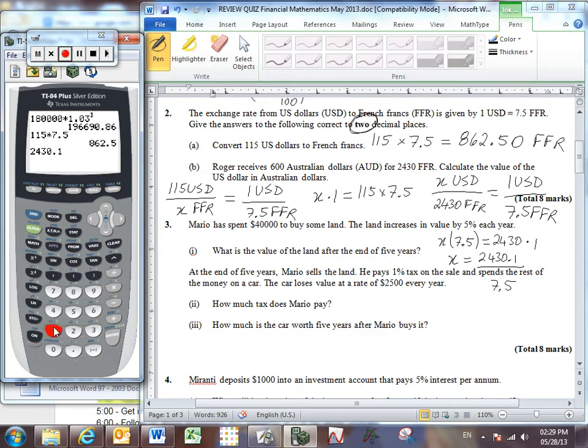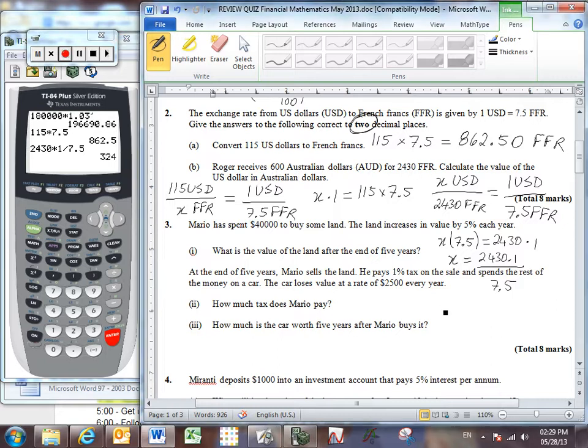2,430 times 1, it's times 1, isn't it? Oops. Times 1. And then I'm dividing by 7.5. Okay, I get exactly 324 American dollars. So now 324 American dollars is equivalent to this many francs, thus is equivalent to that many dollars. So we got 324 US dollars equals 600 Australian dollars.